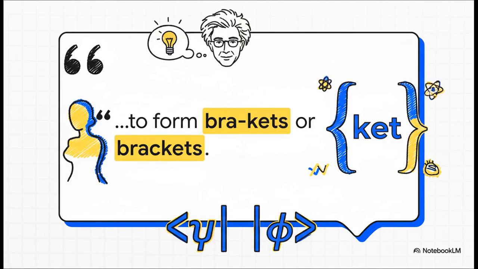And as our source material so elegantly puts it, we do this to form brackets. And there it is, bra-ket, bracket. It's not a random name at all. It's a brilliant, descriptive, and let's be honest, a gloriously nerdy pun cooked up by the legendary physicist Paul Dirac.